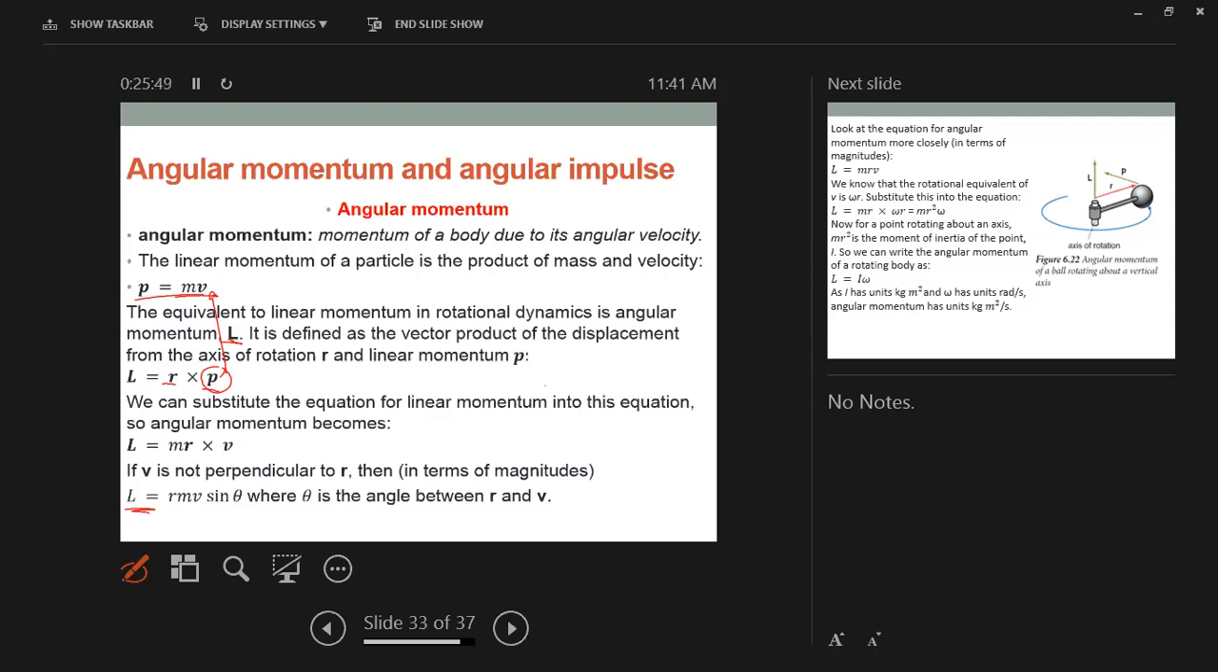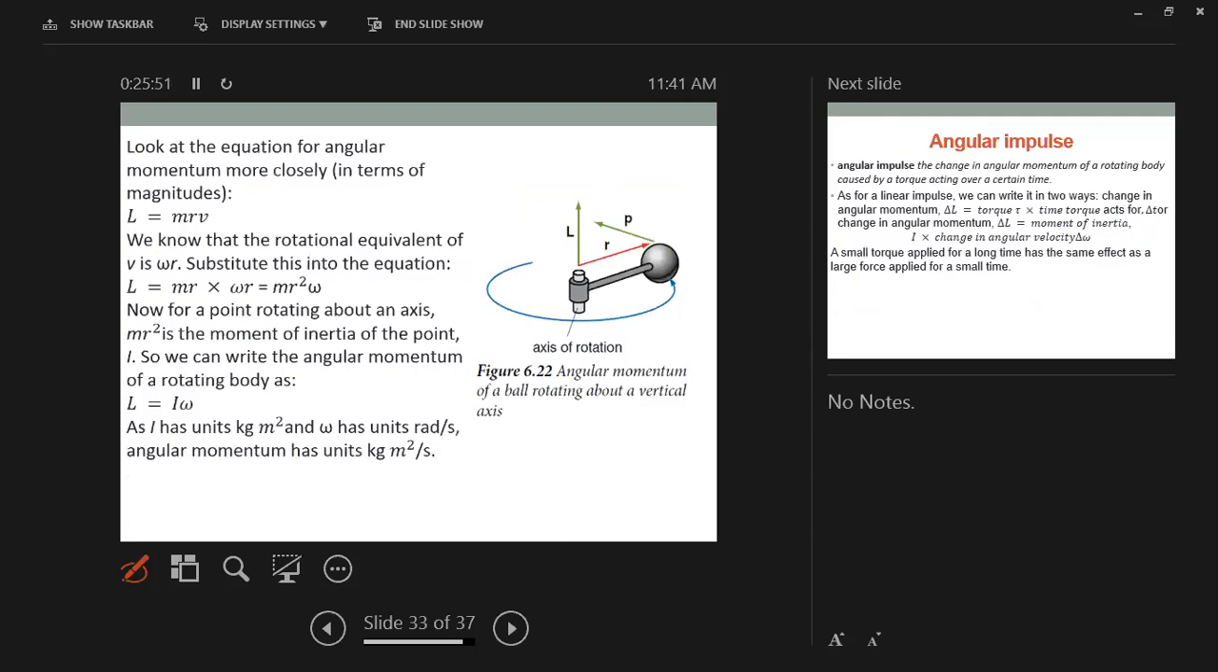I'm going to show you a shape over here. As you see, this is the axis of rotation for the angular momentum. It is L over here. You can apply the right hand rule here. The L will be your thumb, the r will be your index finger, and the p will be your middle finger when you apply the right hand rule to angular momentum.